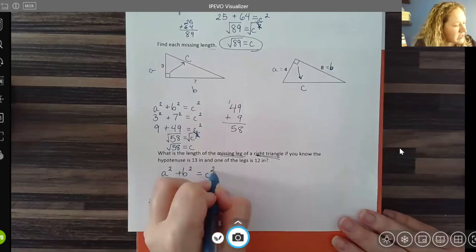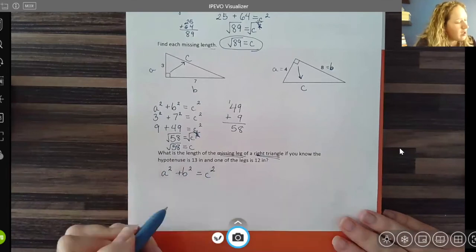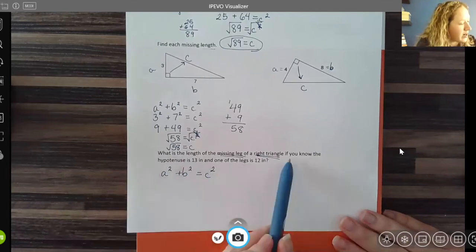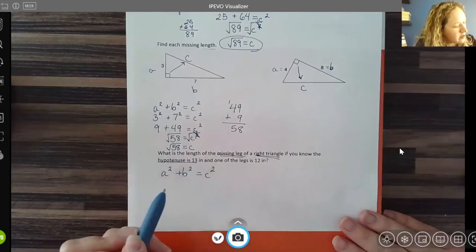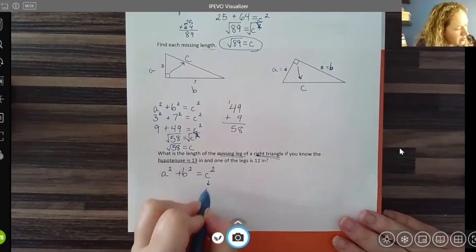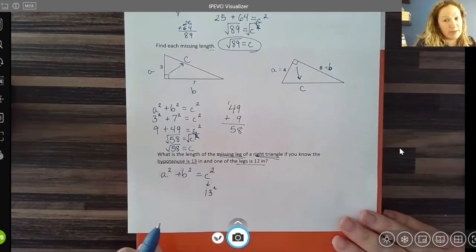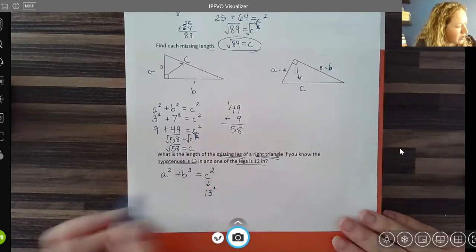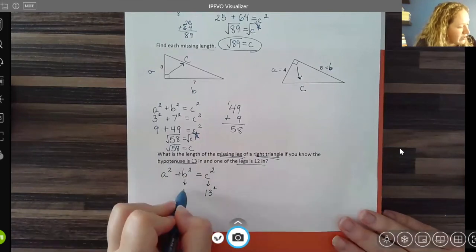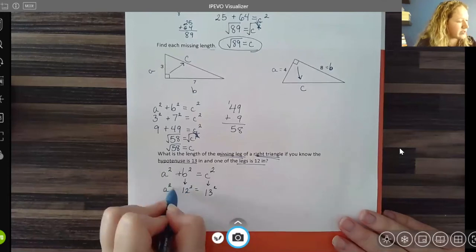And I'm missing a leg, so I don't know either A or B. And then we're told the hypotenuse is 13, the hypotenuse, that's my C. So this is going to be 13 squared, and one of the legs is 12. Okay, so I can pick A or B, it doesn't really matter, to represent that 12. Okay, and then I'm missing A squared.